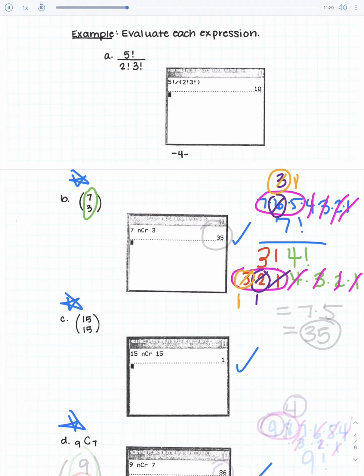So notice, what I am left with when this is all said and done is just a 7 times a 5. Well, what is 7 times 5? That 7 times 5 will give me 35, which is what the calculator came up with.